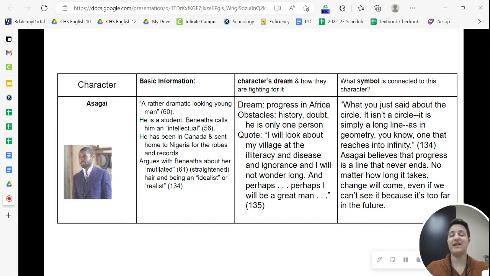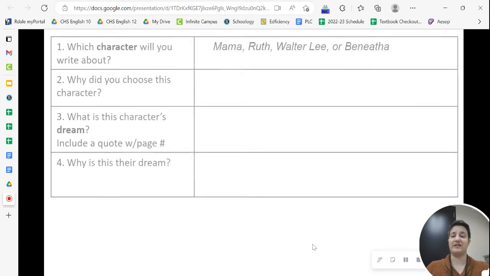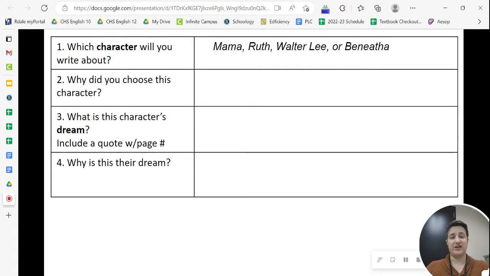Change will come even if we can't see it, because that line just stretches out past where we can see. So you're going to be doing the same thing with your chosen character, and we're going to walk you through it in these next slides. Your first stages are going to be the early brainstorming. First of all, which character will you write about? Mama, Ruth, Walter Lee, or Beneatha?